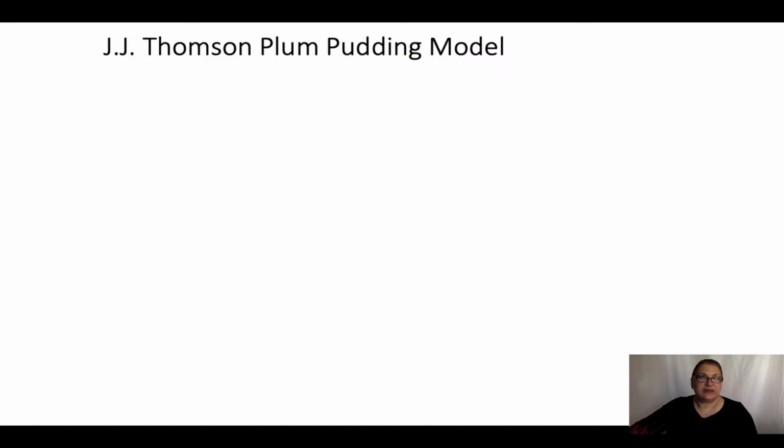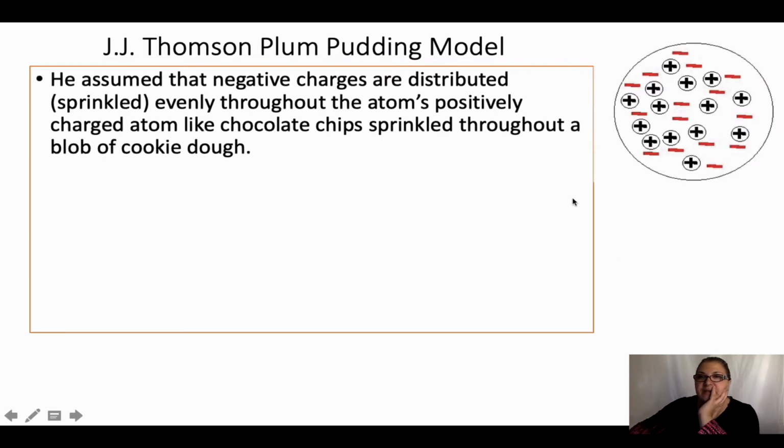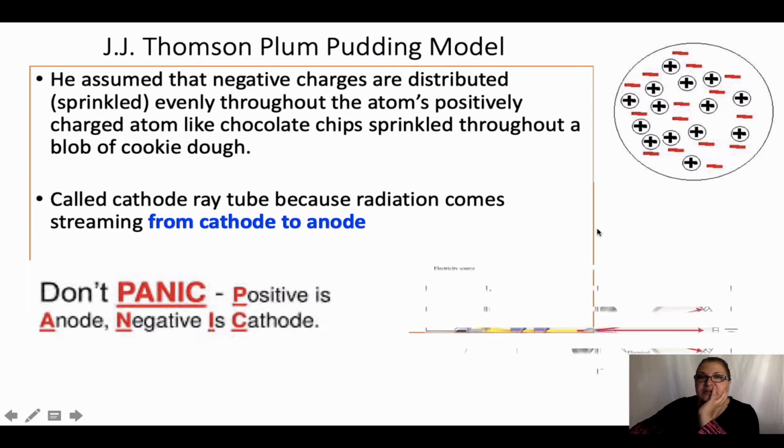Hello, everyone. Today we're going to continue with development of the atom, or structure of the atom. The two scientists today are J.J. Thomson and Rutherford. We're going to start with J.J. Thomson.